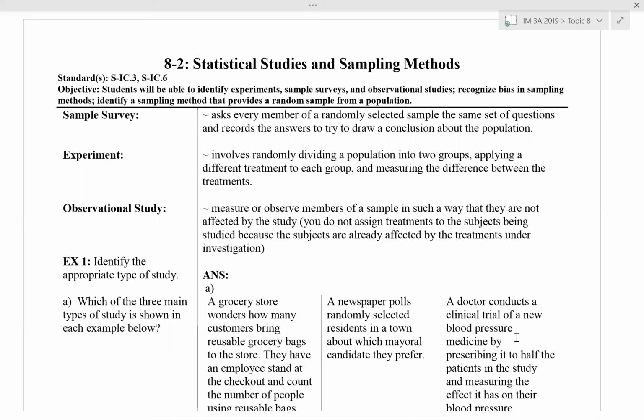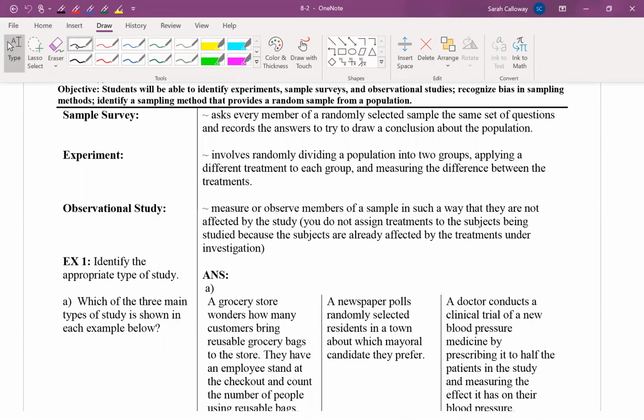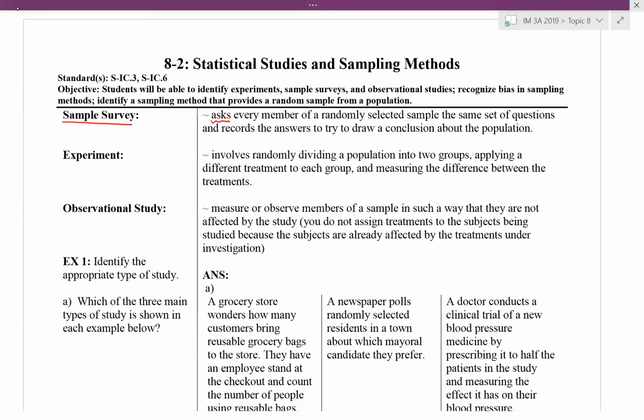So the first thing that we're going to talk about are the 3 main types of studies that we will utilize in this course. The first type of study is a sample survey. A sample survey is where you ask every member of a randomly selected sample the same set of questions and record the answers to try to draw a conclusion about the population. So I'm asking a question or a set of questions.